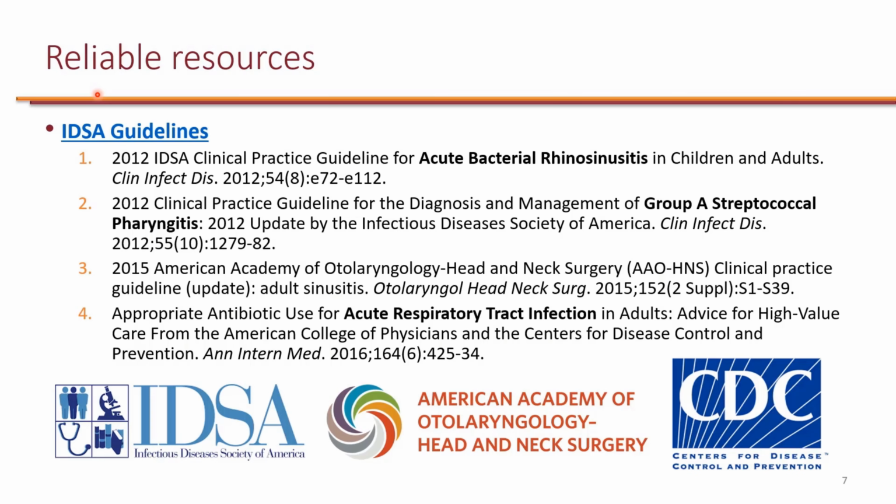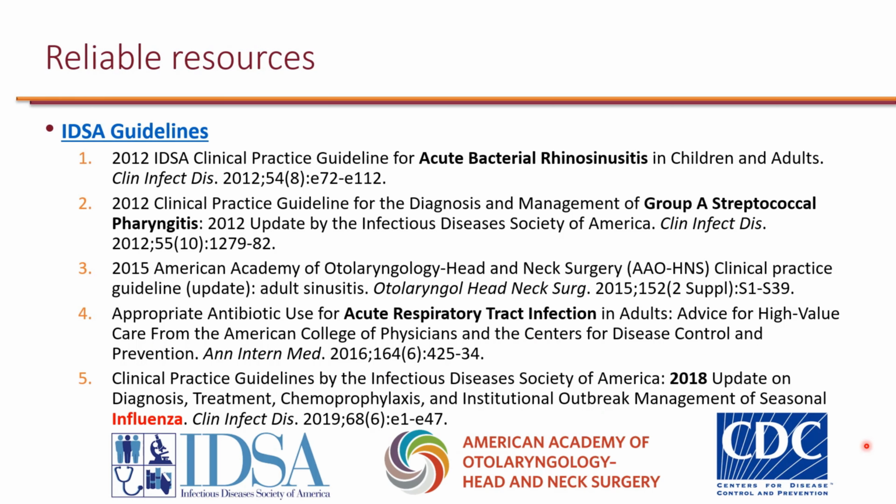Let's take a look at some reliable resources. We have a 2012 IDSA guideline for acute bacterial sinusitis. We also have a 2012 IDSA guideline for group A streptococcal pharyngitis. There's also a 2015 guideline for sinusitis from AAO-HNS, which we will not talk about in this topic. And there is also guidance available from the American College of Physicians and the CDC on acute respiratory tract infection in adults. Lastly, IDSA has 2018 guidelines for the treatment and chemoprophylaxis of influenza.